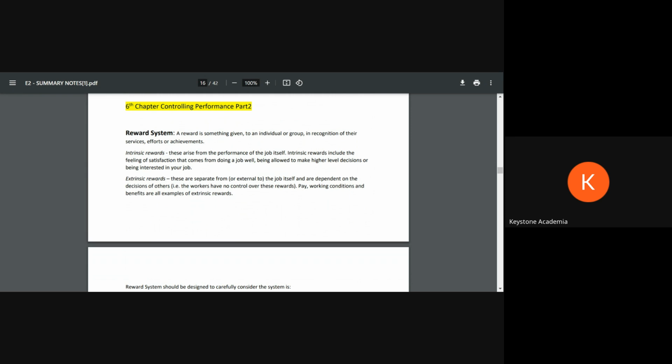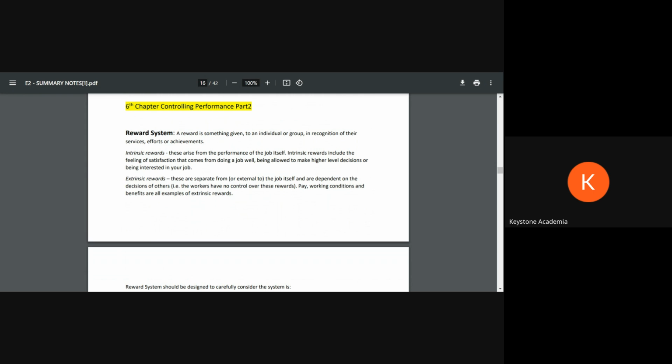Okay. So there are two types of rewards, intrinsic rewards and extrinsic. What do they mean by intrinsic? In short, it comes from the job itself. Whereas extrinsic means it's provided by the organization. Let's dive deep into that. Intrinsic rewards are like the personal satisfaction you get from solving a challenging puzzle. They come from the work itself, like a feeling of accomplishment and personal growth. These are all intrinsic rewards.